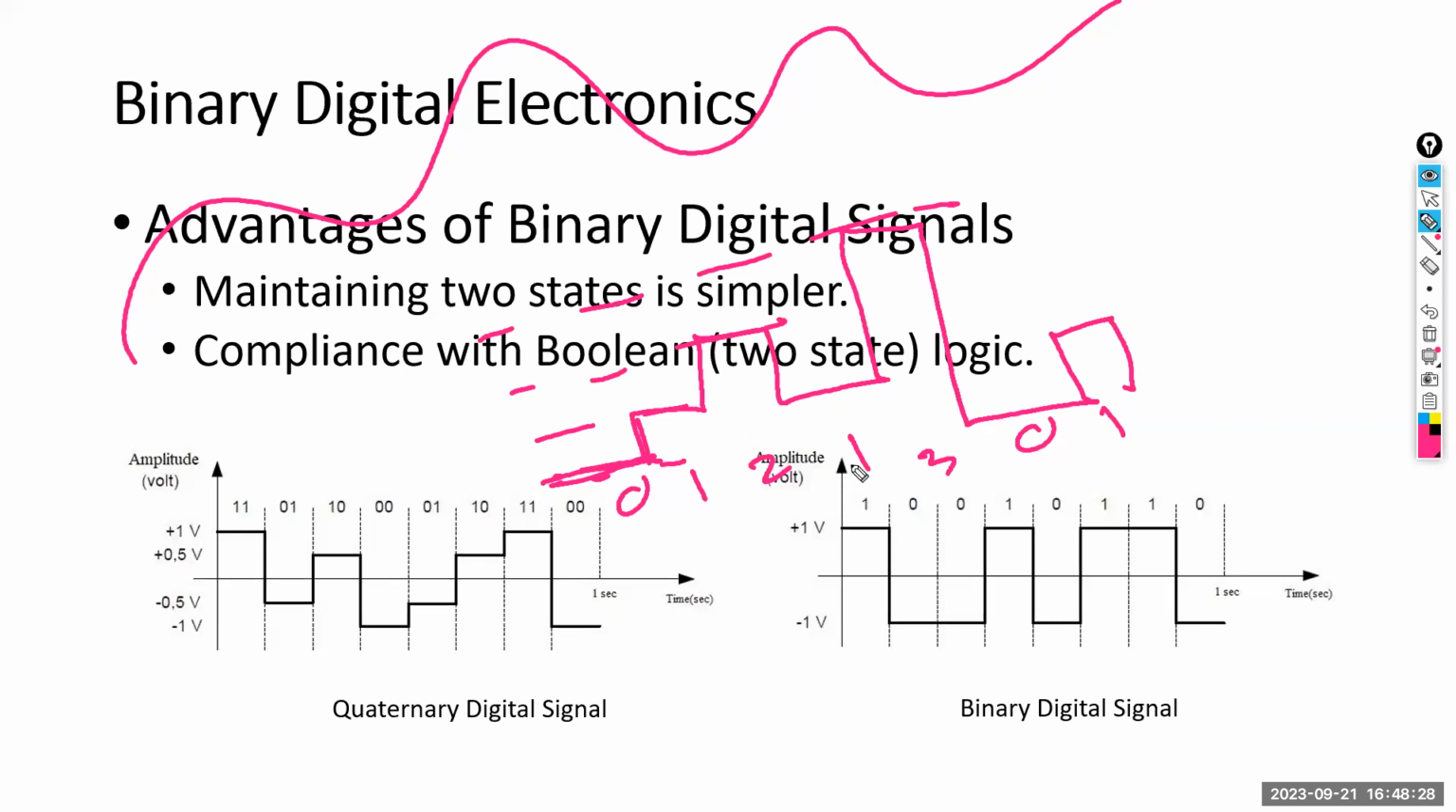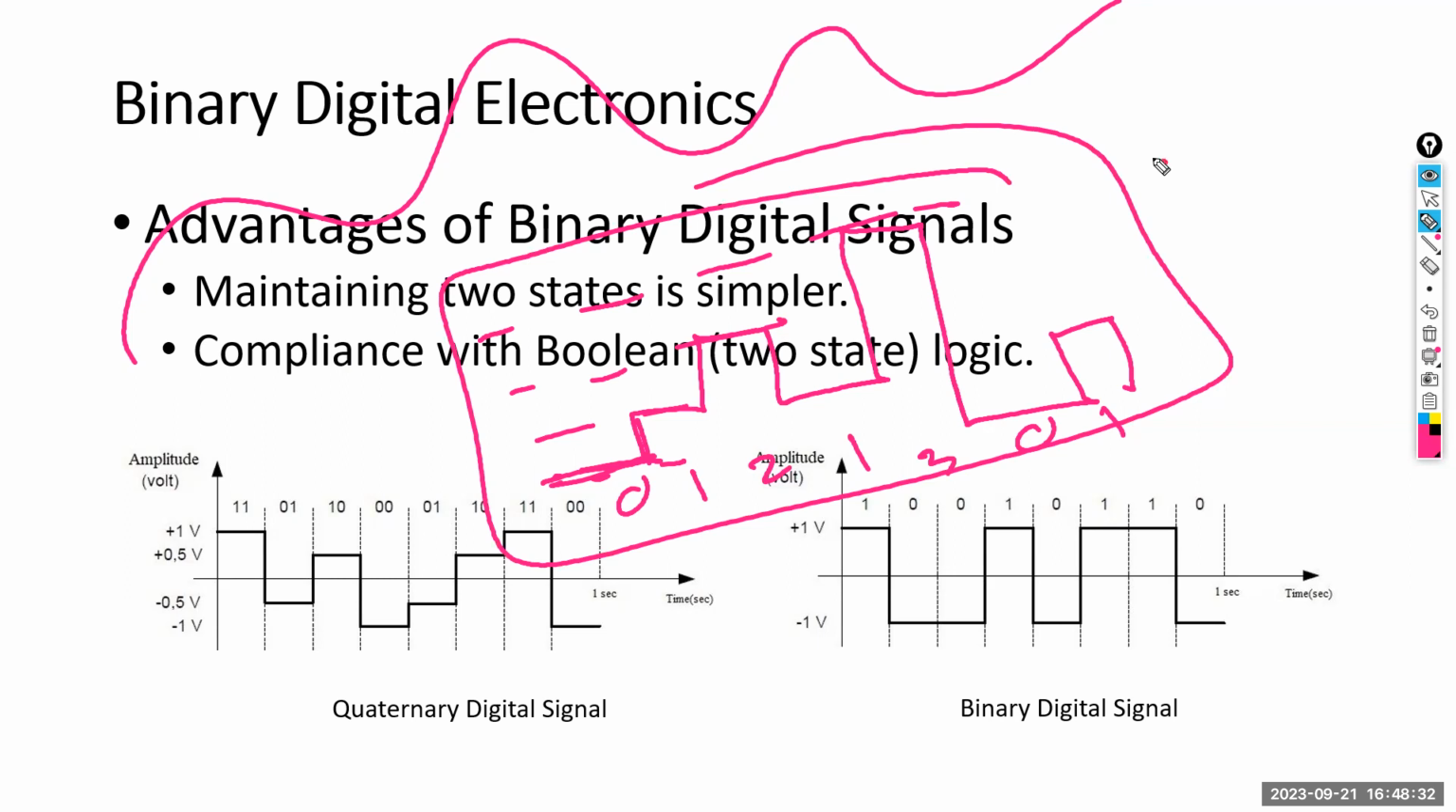So a computer doesn't use this kind of digital signal. A computer uses this kind of digital signal. Maybe 1 0 0 1 0 1 1 0 and so on. I hope you got it. Do you need more explanation? No, sir. I got it. Okay. Thank you. Yeah. So that is the difference between binary digital and non-binary.